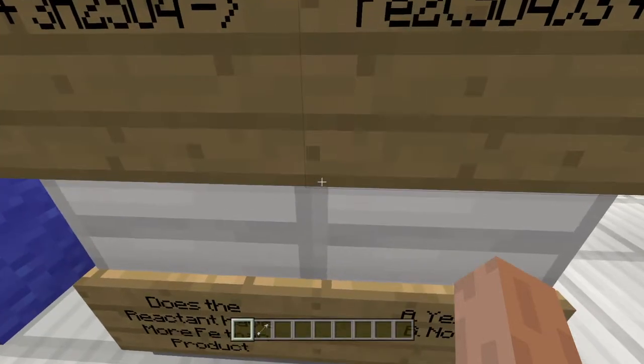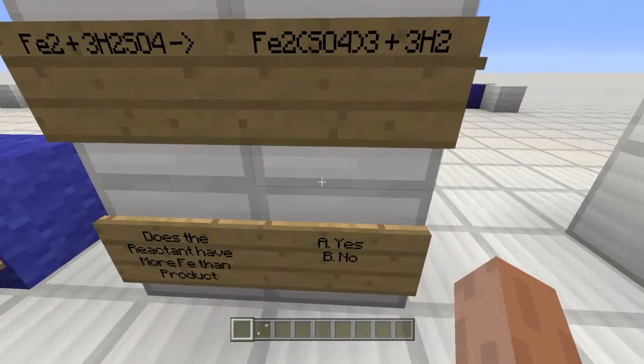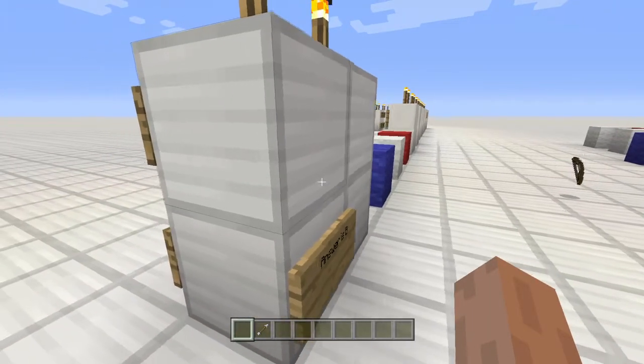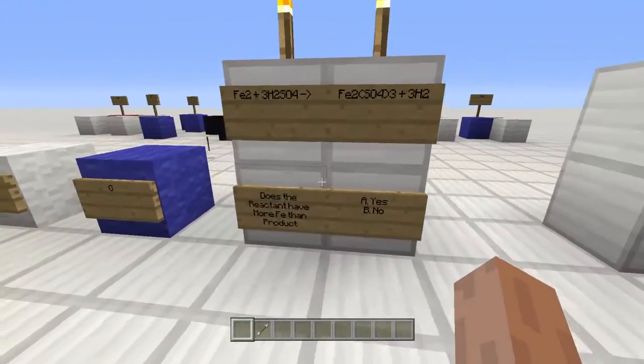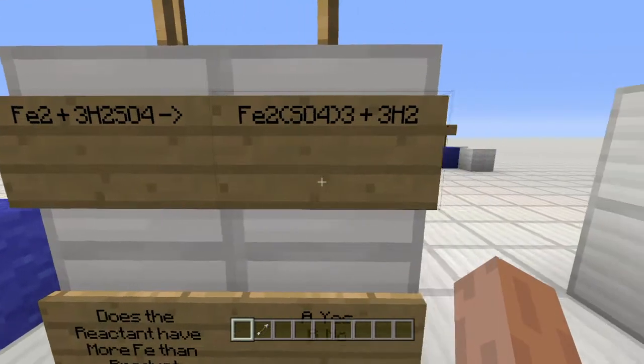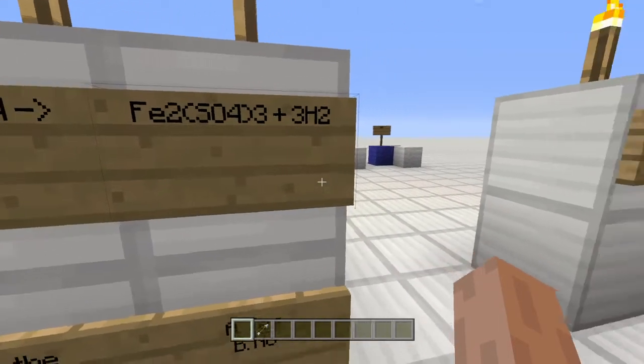If you answered B, you are right, because according to the law of conservation of mass, mass is neither created nor destroyed in a chemical reaction, making the amount of Fe in our reactants equal to the amount of Fe in our product.